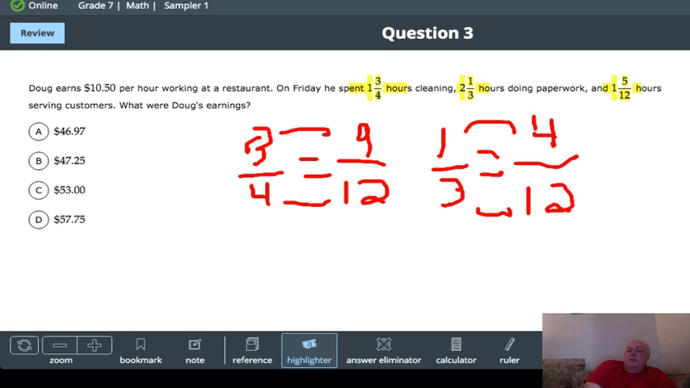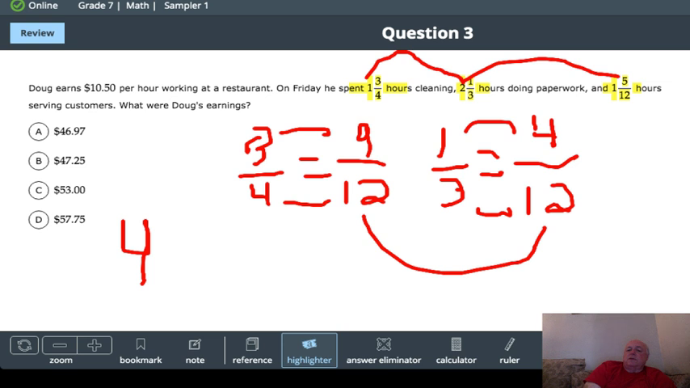Okay, so what we're going to do is add up. We could tally this on the side; there's a whole bunch of ways to do this. What I'm going to do is add up the whole numbers first: 1 plus 2 plus 2, that's going to give me 4. Then I'm going to have 9/12 plus 4/12, that's 13/12, plus the 5/12 here.